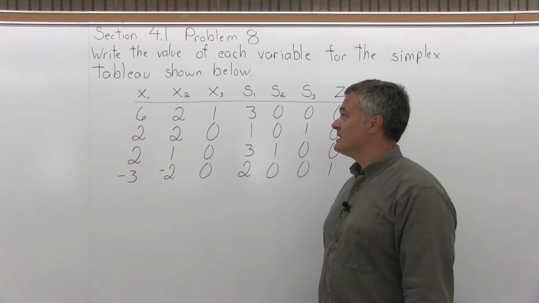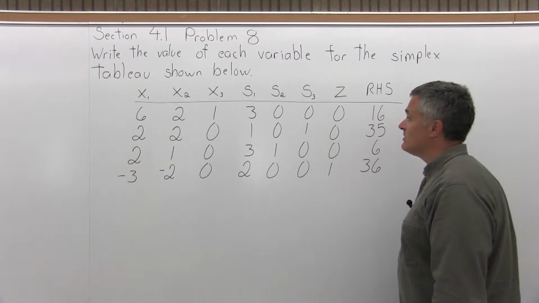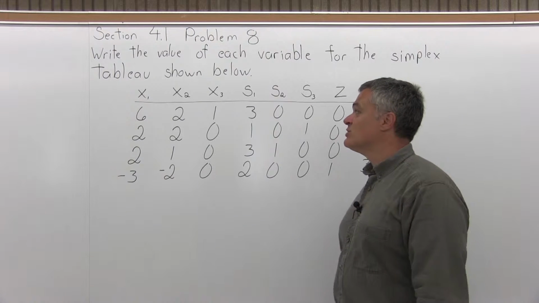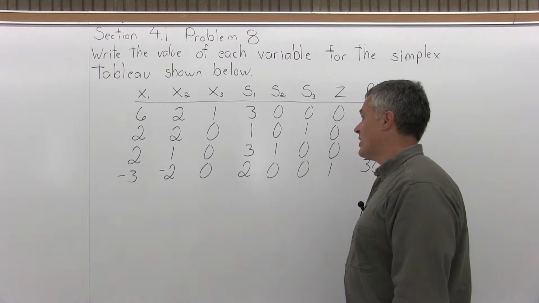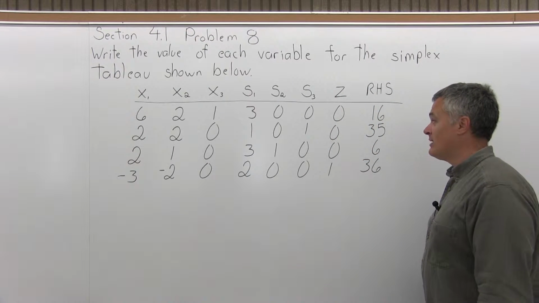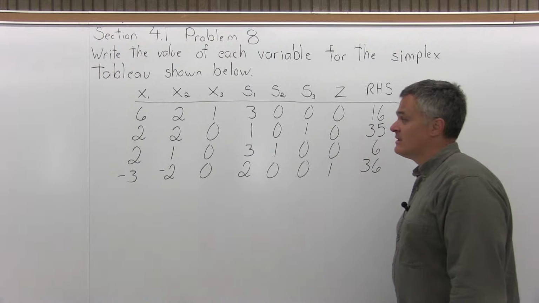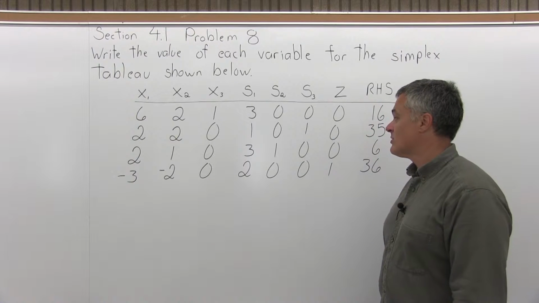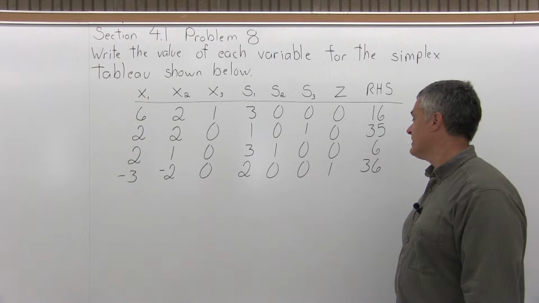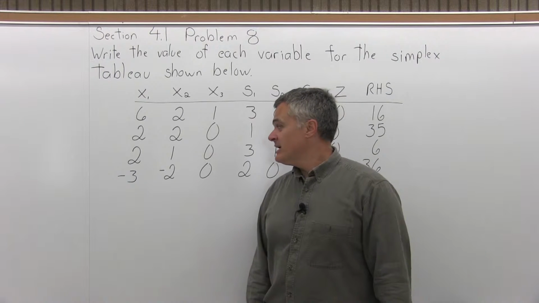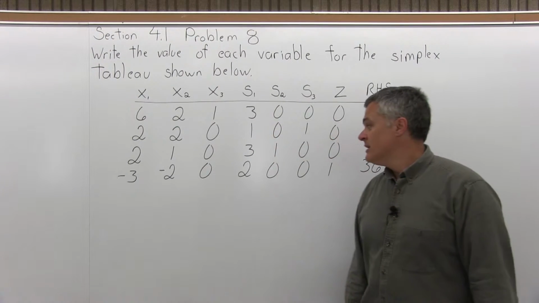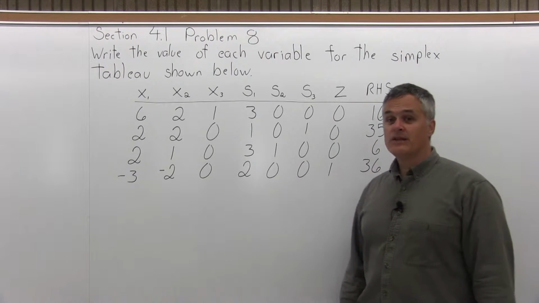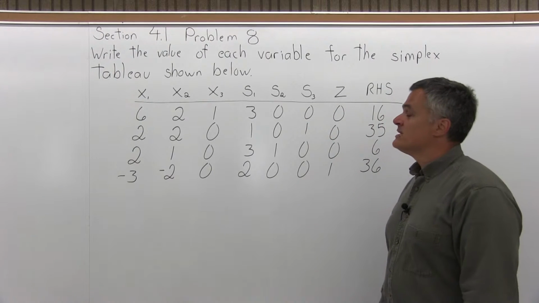The top row is 6, 2, 1, 3, 0, 0, 0, 16. The second row of the matrix is 2, 2 again, 0, 1, 0, 1, 0, 35. The third row of the tableau is 2, 1, 0, 3, 1, 0, 0 again, and then 6. And finally, the fourth row is -3, -2, 0, +2, 0, 0 again, 1, and then 36. That's the problem.